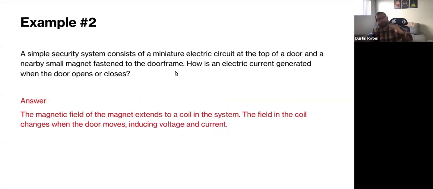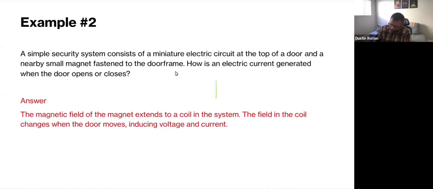All right, let's take a look at another example, not really a math example, so we'll just jump straight to the answer. This is more for discussion. We have a simple security system that consists of a miniature electric circuit at the top of a door and a nearby small magnet fastened to the door frame. How is an electric current generated when the door opens or closes?